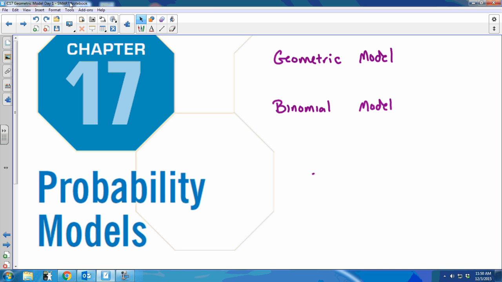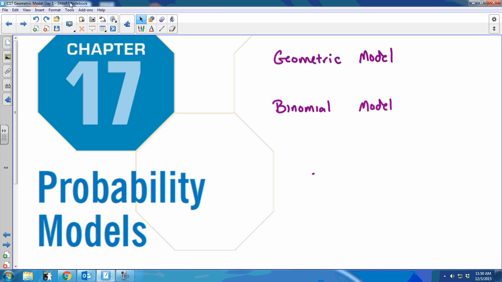All right. So then in chapter 17, we're going to talk about two very specific probability models. These are ones that are or can be used to answer specific types of questions. So chapter 17 is about the geometric model, which we're going to talk about today, and then the binomial model, which we'll talk about tomorrow and Monday probably.